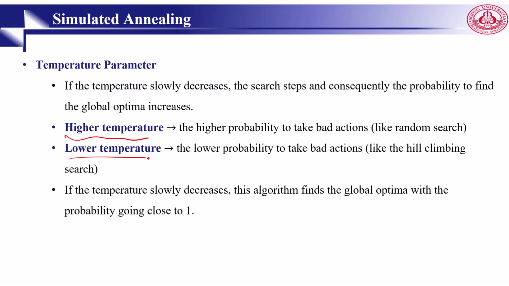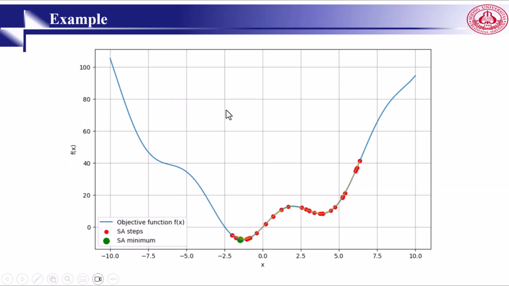When the temperature gradually decreases, the algorithm becomes more conservative, favoring better solutions and behaving more like a hill climbing search. By decreasing the temperature slowly, simulated annealing increases the likelihood of finding the global optimum, with the probability approaching 1. So here is one example.